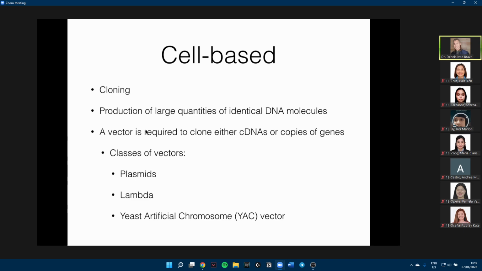For us to be able to introduce the DNA we wish to replicate within the host cell, we need a carrier in the form of a vector. There are different classes of vector, such as the plasmid, the lambda, and the yeast artificial chromosome. Lambda and yeast artificial chromosome are the more sophisticated kinds of vectors, which are beyond the scope of what we can discuss in this introduction to our topic. So instead, we shall focus on the most basic of all the vectors, which is the plasmid vector.